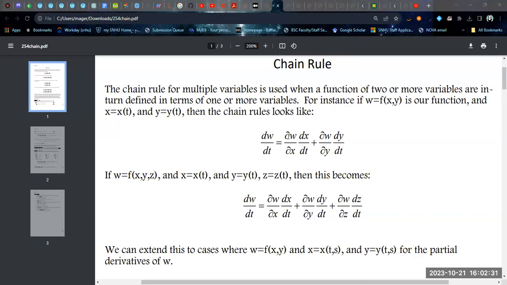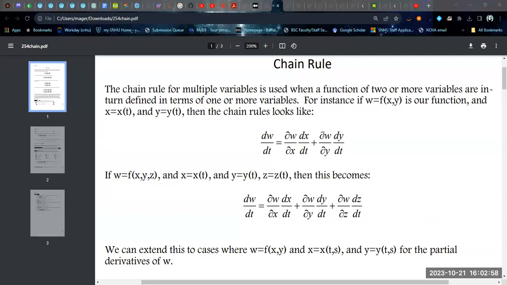But we find the partial derivative for w with respect to x, and we multiply by the ordinary derivative for x with respect to t. You can think of the dx's canceling, quote unquote. And then same thing, because we have another variable, the total change for time is going to depend on both x and y.